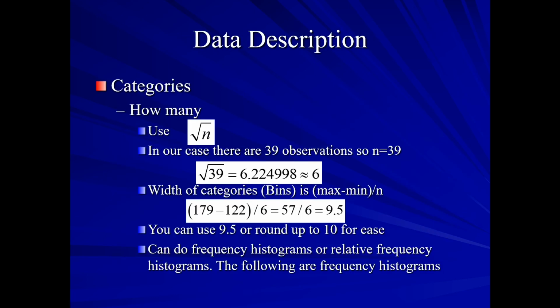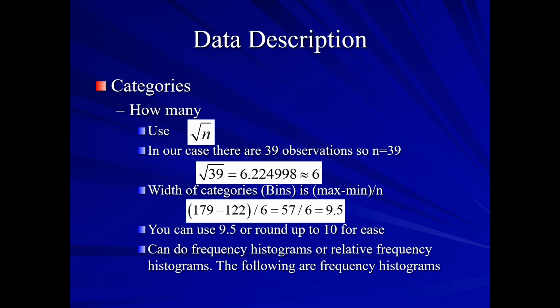The first thing we need to do when we create a histogram is determine how many categories or bins we will have. In order to do this, we're going to take the square root of the sample size. Now, in the case of our height data, there are 39 observations. So when we take the square root of 39, we get 6.22, which is approximately 6. This can be rounded down to 6 or up to 7.